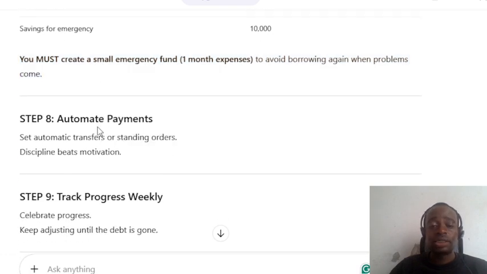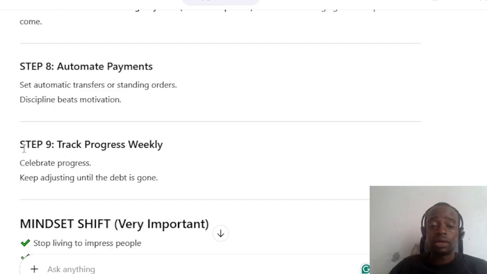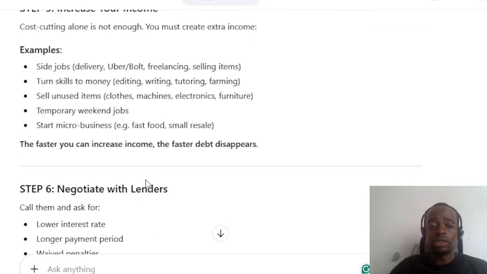Then step number 8 is that you can actually automate your payments. I think this is something that you can negotiate with your bank or with your lender, probably if they have an app or a mechanism whereby once your money hits the account, it's cut automatically and goes towards paying the debt. Then number 9, you need to track your progress weekly. This is important because if you don't track how you're doing, you cannot assess what you need to readjust. All right, so those are the 9 steps that you need to clear debt, and I'm going to repeat them.